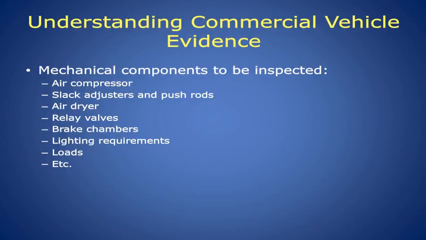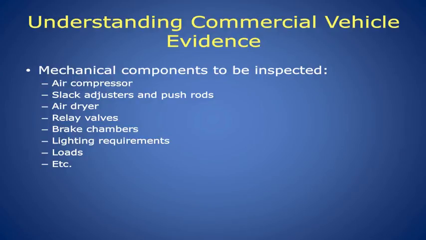The air dryer is an element that is under the hood again. That air goes from the air compressor to the air dryer. The air dryer removes some of the contaminants that flow from the air compressor into the brake chambers. So if your air dryer is clogged, you may have contaminated air going to those brakes. Therefore, you have brakes that are out of adjustment. We're going to look at relay valves, brake chambers. You have different chambers for steering axles versus drive axles. We're going to look at the lighting requirements, again, that are regulated by the Federal Motor Carrier Safety Regulations.